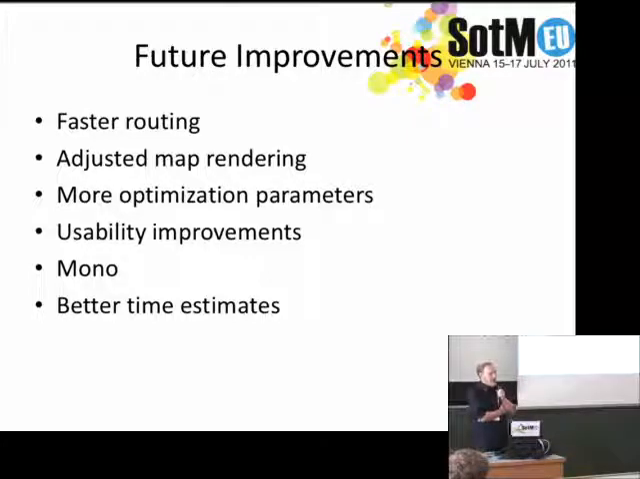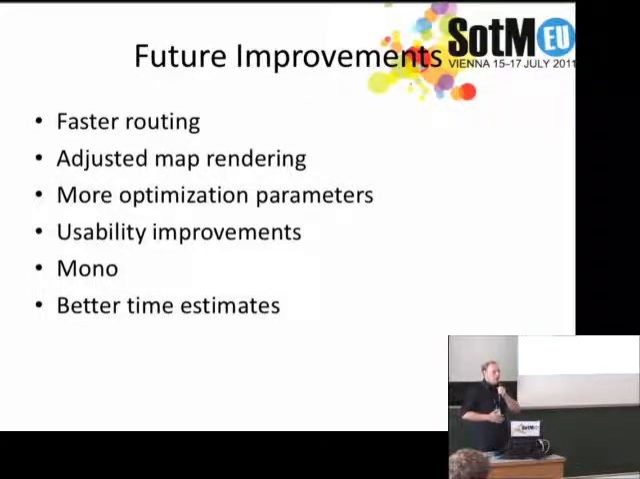Usability improvements: some of the employees have real problems working with the application because it's a lot more complex than it used to be, but it also contains more features. It's a .NET application. I would like to support the Mono framework to get a more open-minded and broader support. And better time estimates.